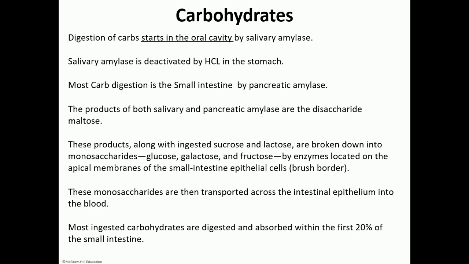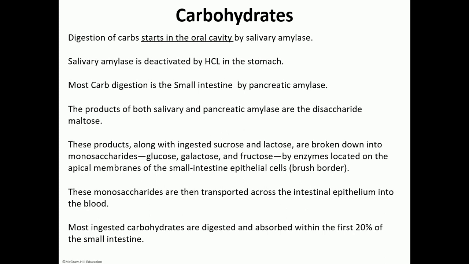Now we're going to break down the digestion of each nutrient. First off, for carbs, the digestion of carbs starts in the oral cavity by an enzyme known as salivary amylase. But as soon as we swallow, it is deactivated by the hydrochloric acid found in the stomach. Most of the carb is going to be digested in the small intestine by pancreatic amylase. The product of either salivary or pancreatic amylase would be maltose. Remember, we have two other disaccharides that we eat as disaccharides, and those are sucrose and lactose.